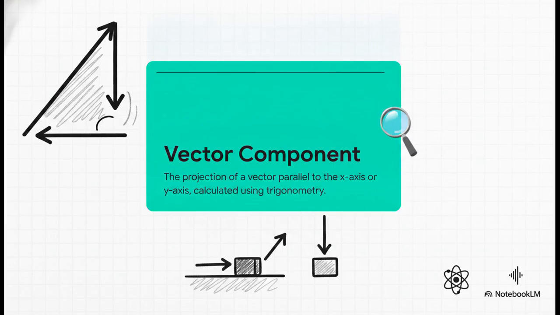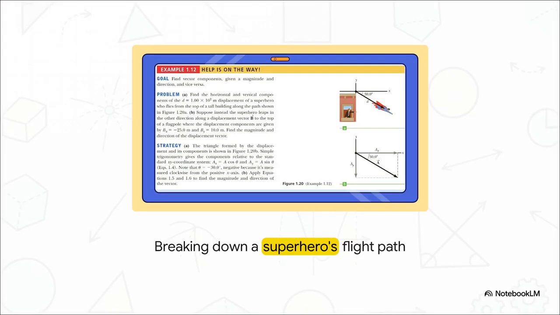To really see this in practice, imagine a superhero flying downward off a tall building, moving, say, 100 meters at a 30-degree angle. By applying these component principles, we can slice his flight path into an x component for the horizontal distance he moved away from the building and a y component for his vertical drop. This basically turns one tricky diagonal movement into two perfectly solvable, bite-sized mathematical pieces.